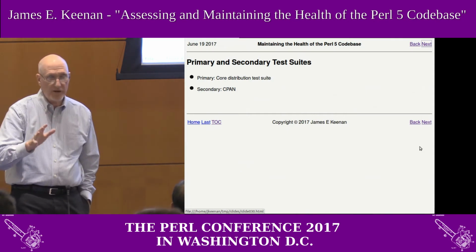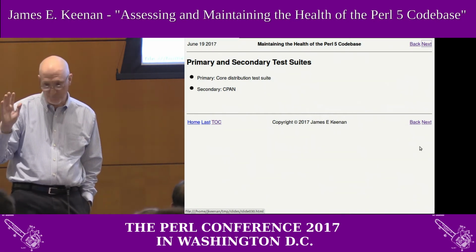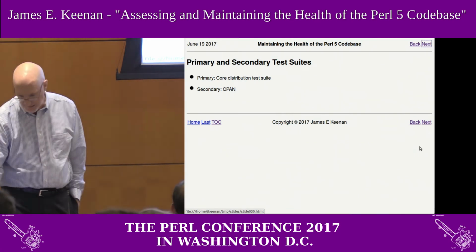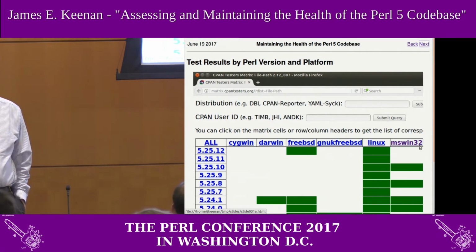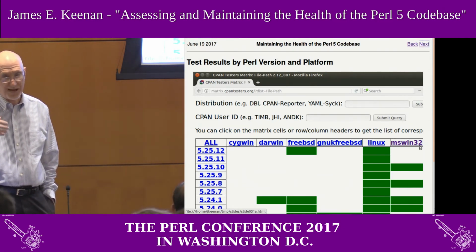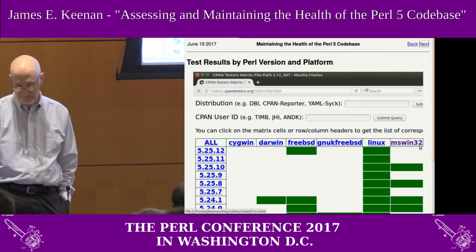So far, all we've talked about are running the tests in the Perl 5 test suite, what we'll call the primary test suite. But we can also use the code that's up on CPAN as a secondary test suite. For example, if you go to matrix.cpantesters.org for any given Perl distribution, you can see how well it runs, or what have been the test results on different operating systems and different versions of Perl.